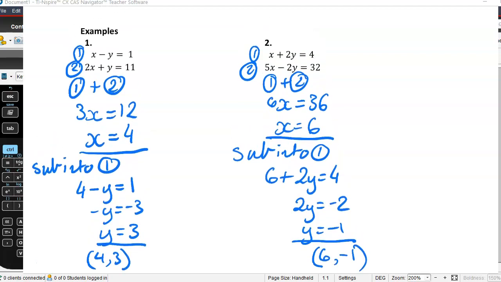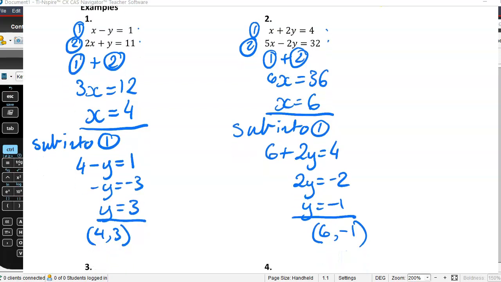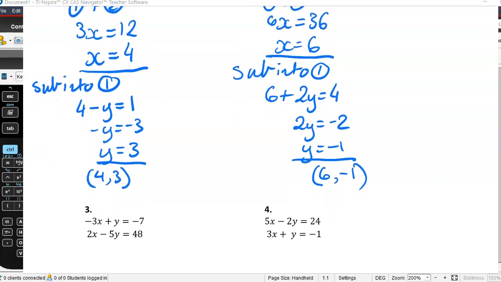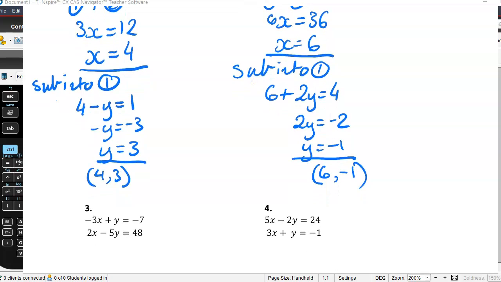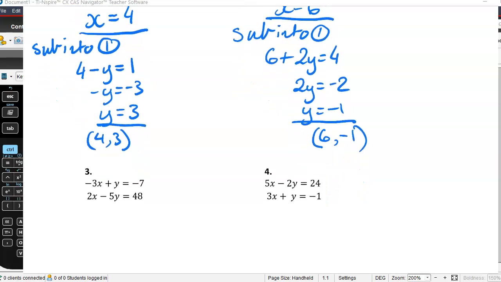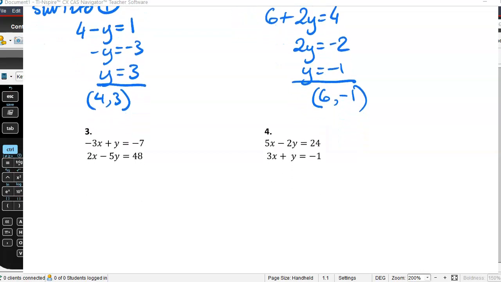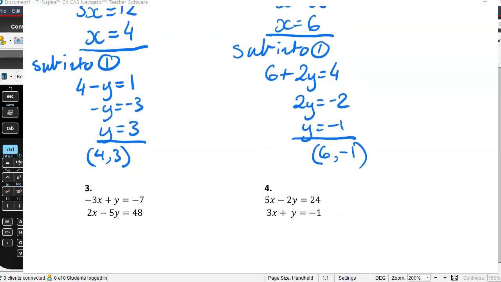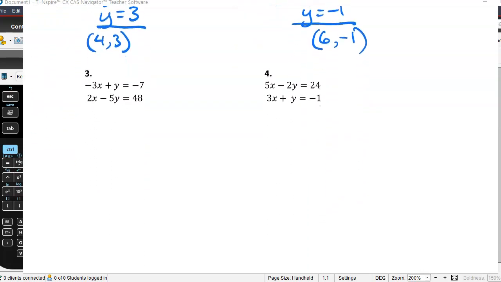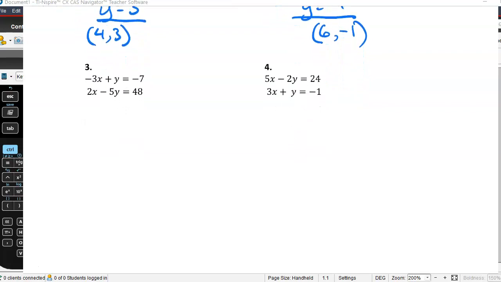Now I hope you've noticed that when I write these simultaneous equations, I line them up so that the equal signs are as close as I can to being all lined up. That tells the person reading it that these equations are linked, and that's what we have to do. Okay, so we've got a couple more examples.